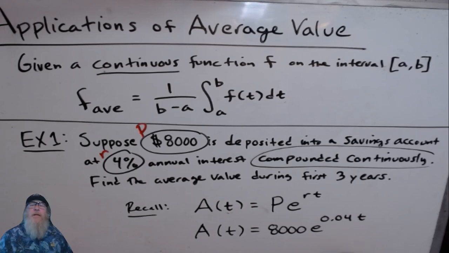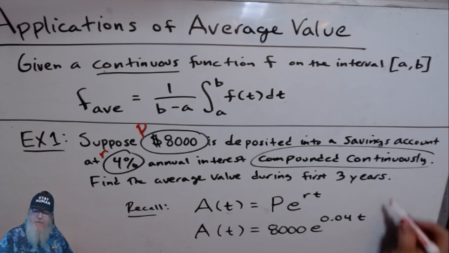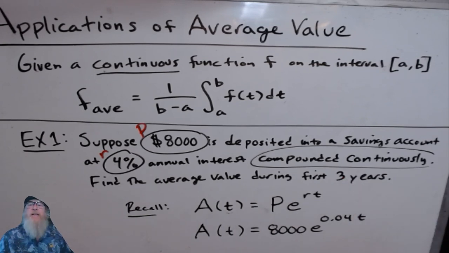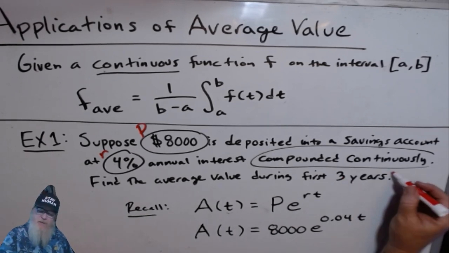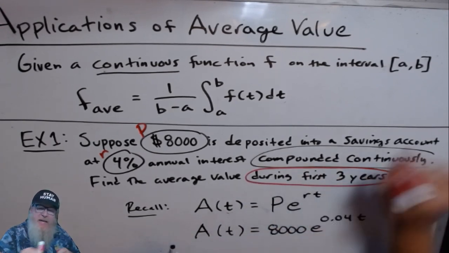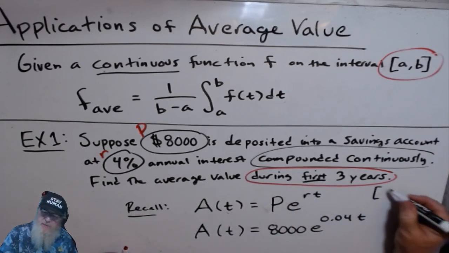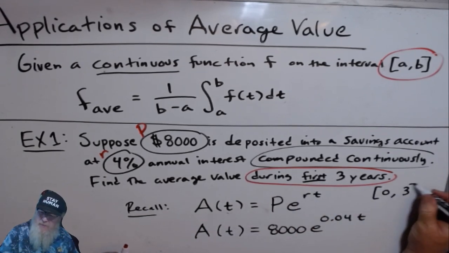Now, in a basic algebra problem, I would just have you plug in 3 for t. Don't do that yet. The 3 years is going to give us our interval [a, b]. And because it's the first 3 years, the interval is going to be 0 to 3.